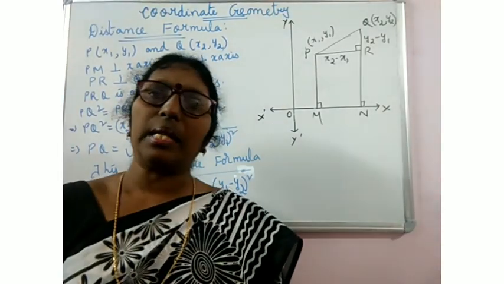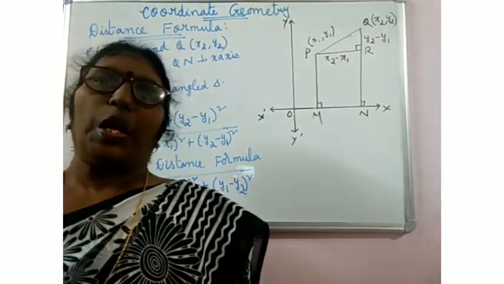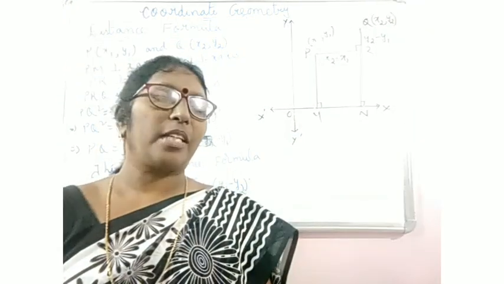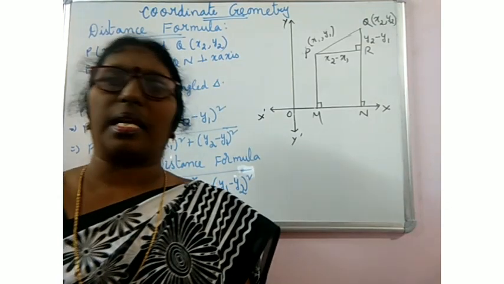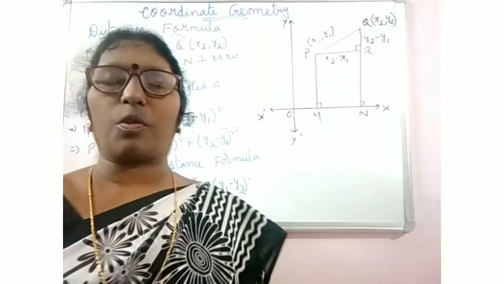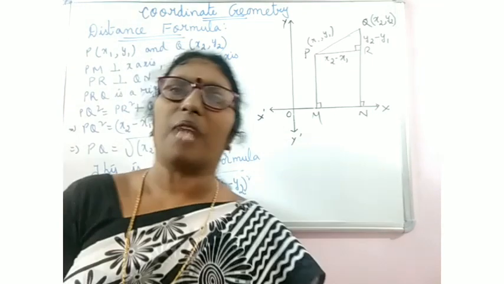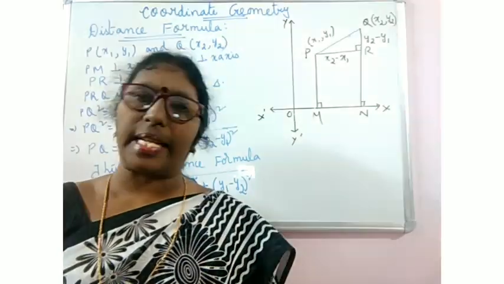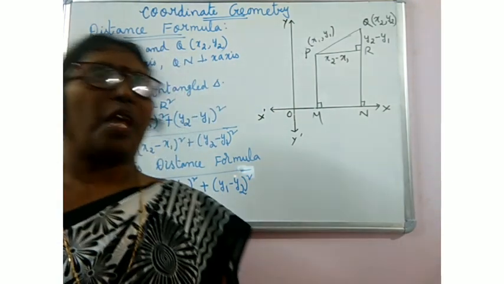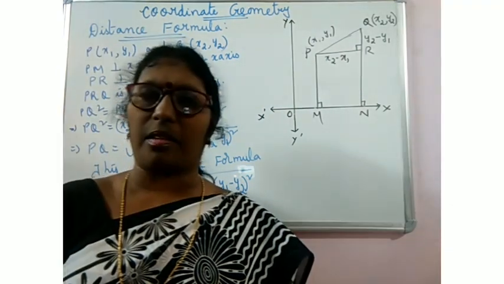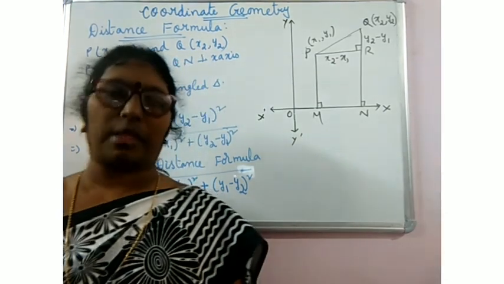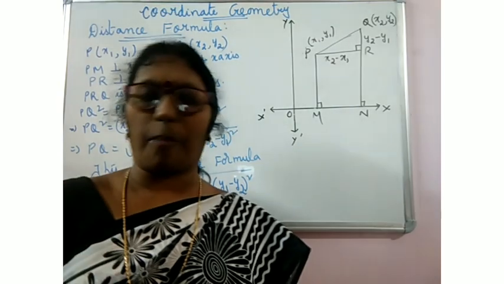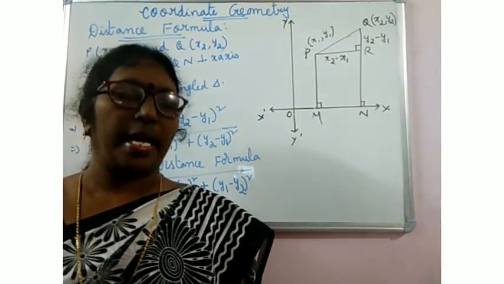And in this chapter, the coordinates of some points will be given to you. Prove that this is a right angled triangle. The coordinates of PQR will be given to you: prove that PQR is a right angled triangle. Or the coordinates of ABCD will be given: prove that ABCD is a parallelogram, rhombus. You are going to get different types of questions based on the distance formula.